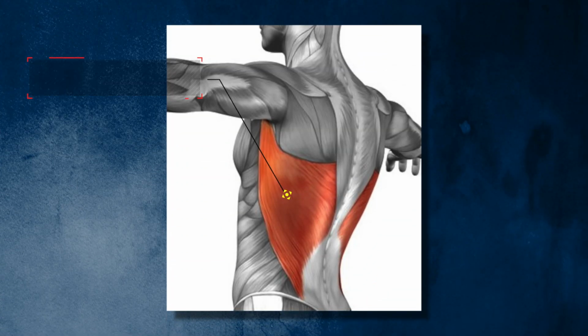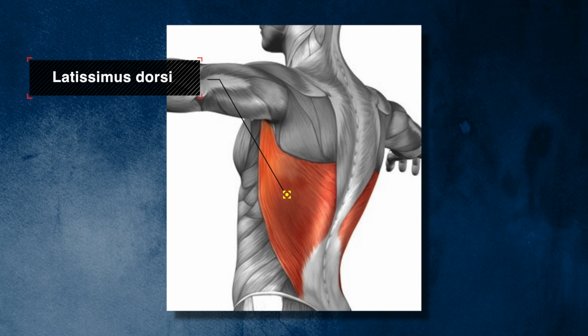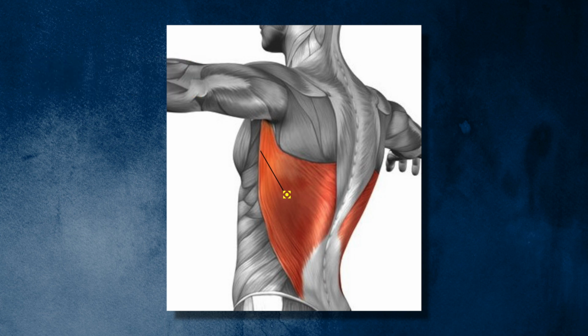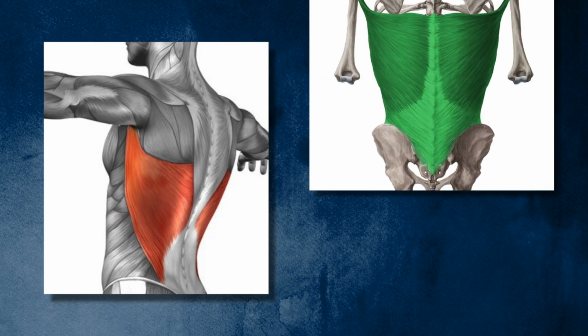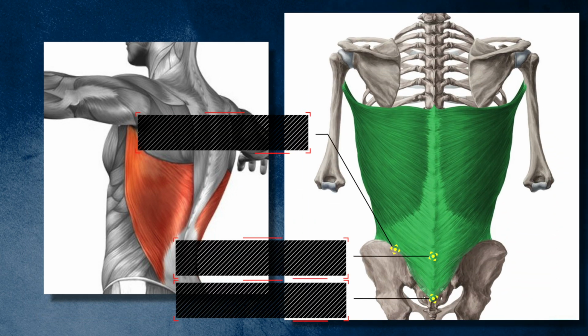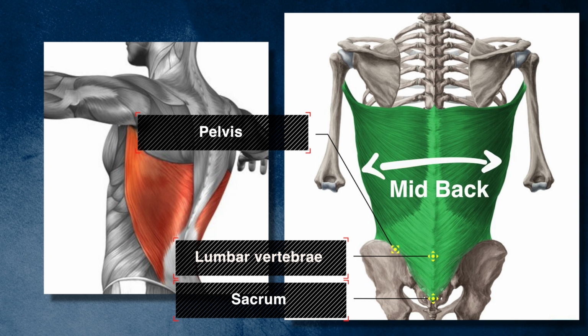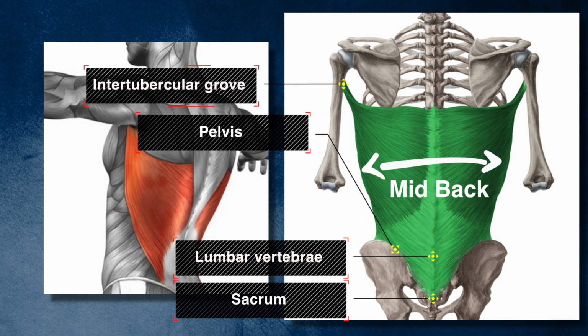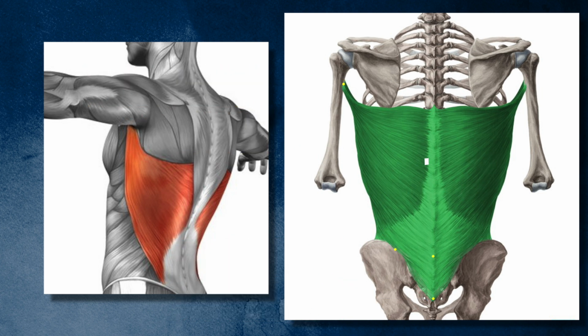The latissimus dorsi, aka the lats, is one of the largest muscles in the body. It originates on the pelvis, sacrum, lumbar vertebrae, and lower ribs, spanning across the low and mid back, crossing the shoulder, and then inserting on the intertubercular groove of the upper arm bone. Due to these origins and insertions, the lats have three primary functions.